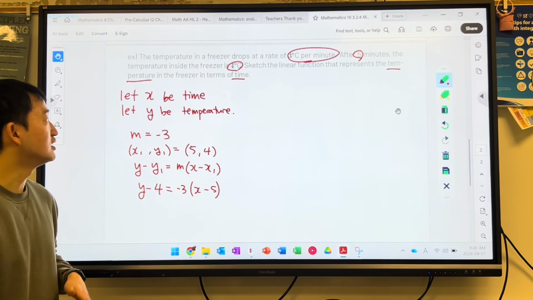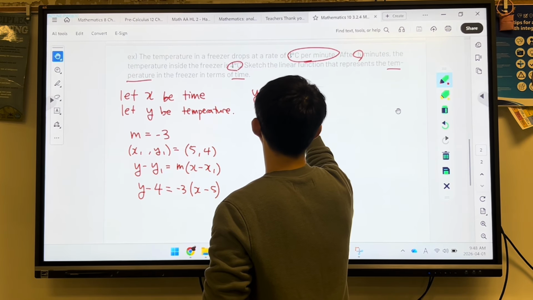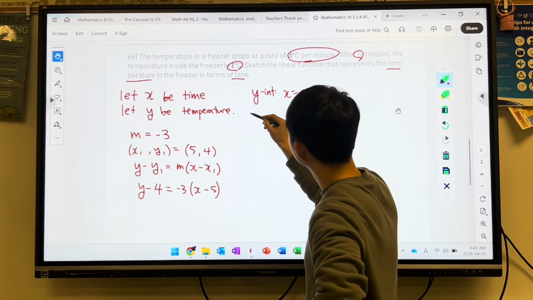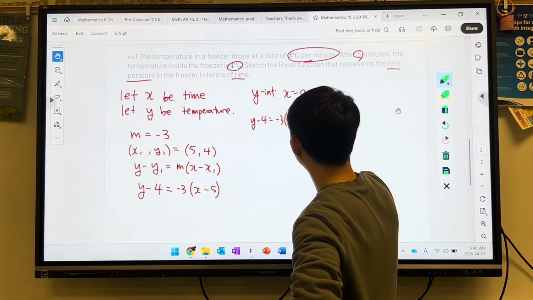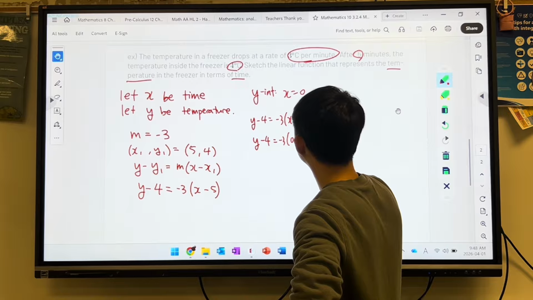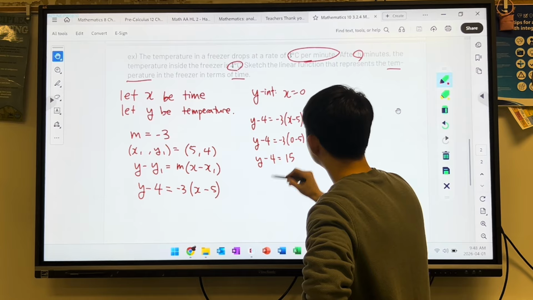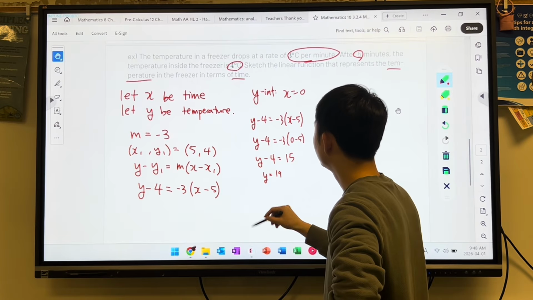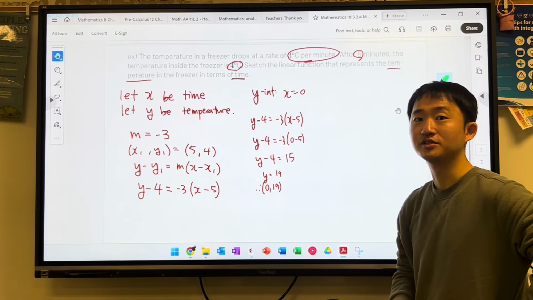Let's continue to sketch this. First, we need to identify the y-intercept, which means the x value is equal to 0. Let's rewrite the equation. Y minus 4 is equal to -3 times x minus 5. When x is 0, -3 times -5 is +15. And y is equal to 19. So we know that 0, 19 is the y-intercept.